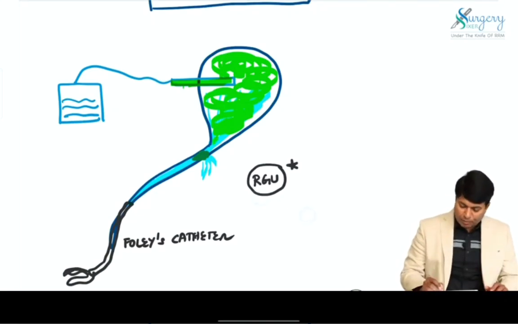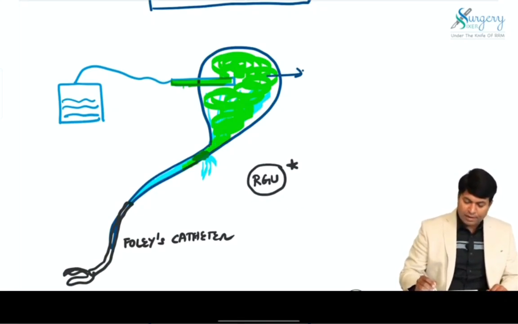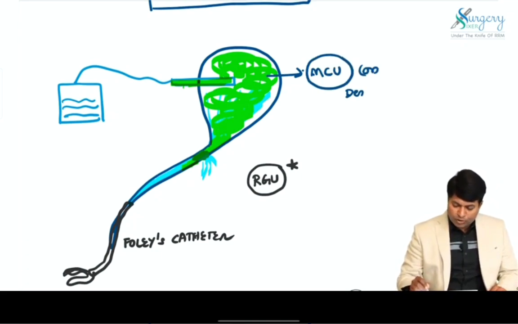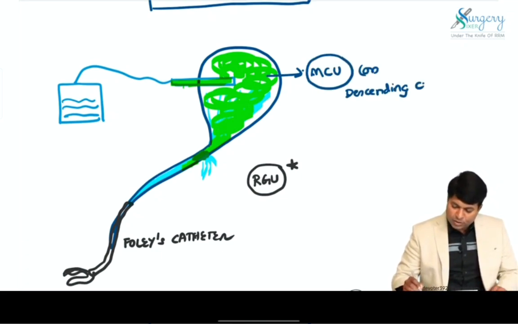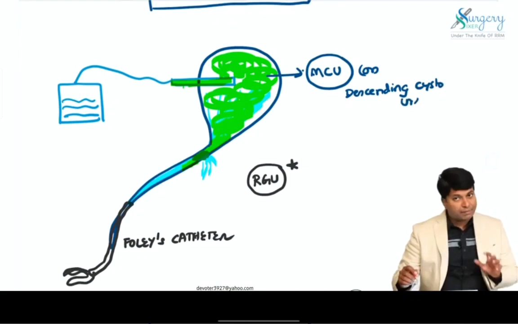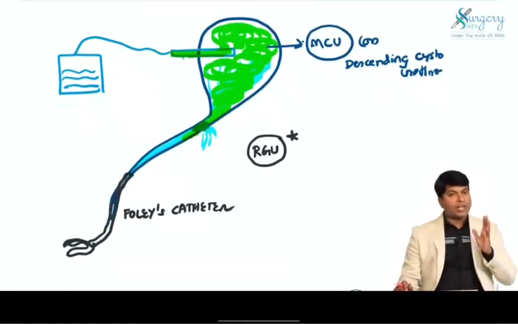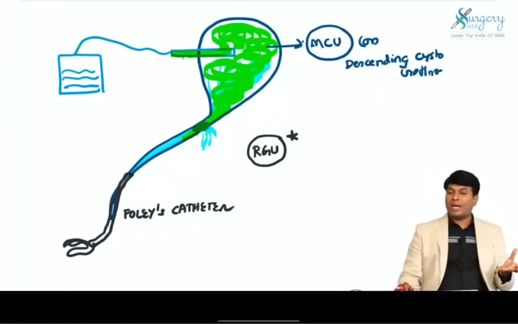Then we ask him to pass the urine. It will come like this. What is this known as? Micturating cystourethrogram, MCU, also known as descending urethrogram. Both are the same, descending cystourethrogram. So both can be done for a trauma patient of the urethra. So the investigations of choice for urethral injuries are either a retrograde urethrogram or a micturating cystourethrogram.